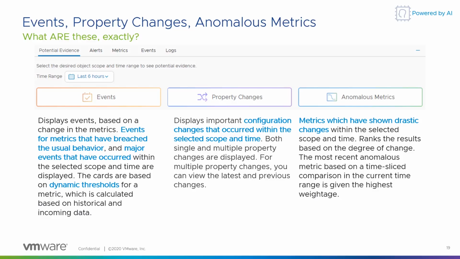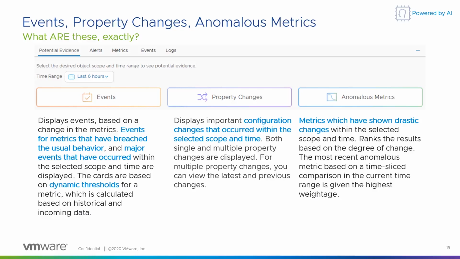So the events are going to show any alerts that were triggered for those objects, as well as any metrics that are behaving outside of their norm. vRealize Operations learns what's normal for each of your metrics for all objects that it's monitoring, and these are called dynamic thresholds. So if a particular metric lands outside of that threshold of what vRealize Operations knows to be normal for that metric, well, it's going to show up here under events.